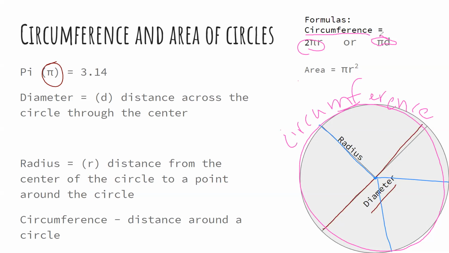And then your area, and this is the main one we're going to focus on, is pi r squared. Remember, if I have 3 squared, it's not 3 times 2, which is 6. It's how many times I multiply the bottom number by itself. So it would be 3 times 3 equals 9. Make sure you are squaring correctly.